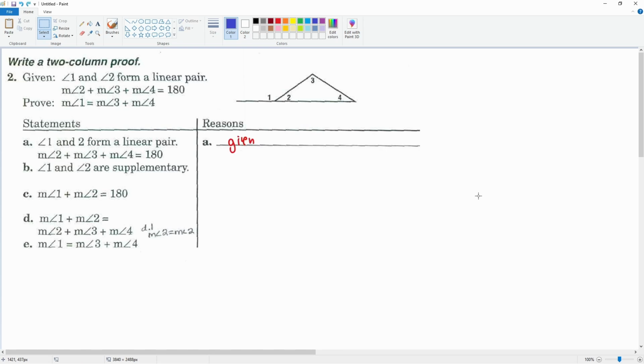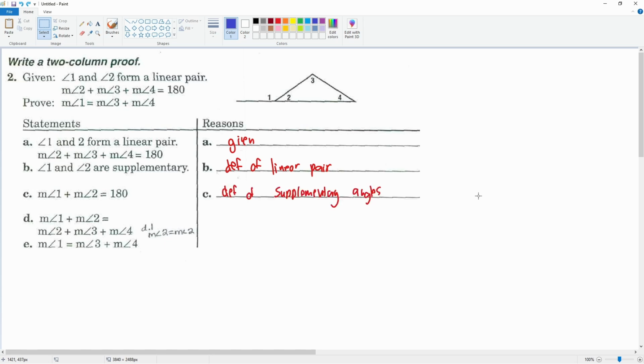Then here you have supplementary. The supplementary here comes from it being a linear pair. So angles 1 and 2 do form a linear pair. From linear pairs, you can then say they're supplementary. From supplementary, you can then say they're equal to 180 degrees. That's what line C is. That would be the definition of supplementary angles.